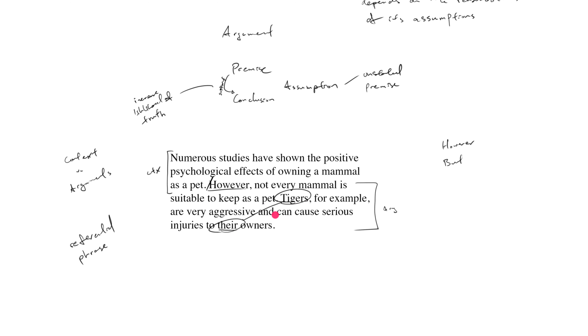Tigers, for example, are very aggressive and can cause serious injuries to the tiger's owners. So what you do, at least in the beginning, until you get good at this, is every time you encounter a referential phrase, you have to take its referent and substitute it in. What is it really saying? It's really saying cause injury to the tiger's owners. You have to be good about doing this. Be very disciplined about doing this.